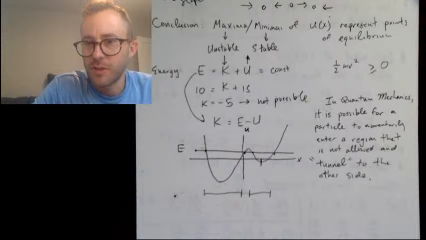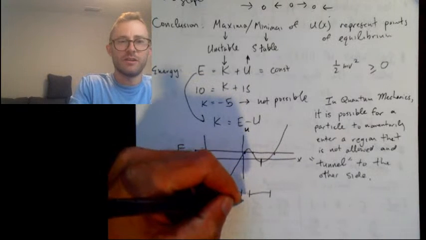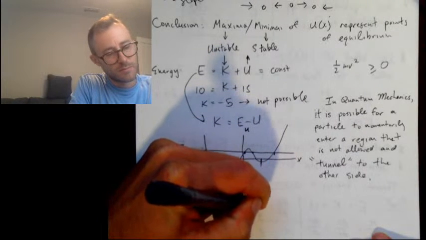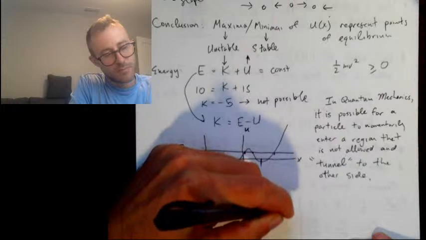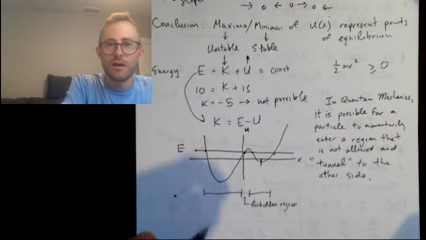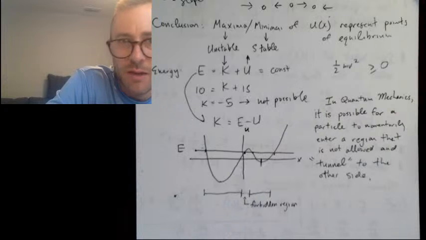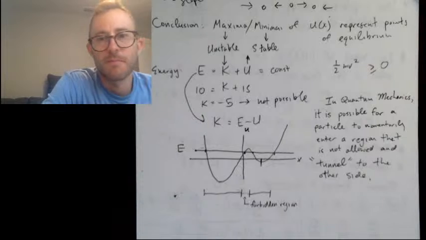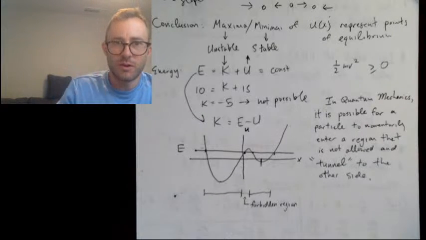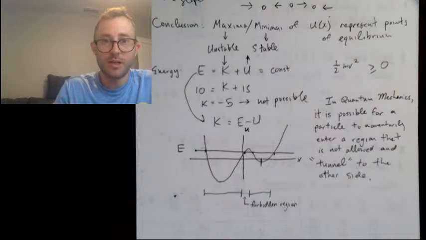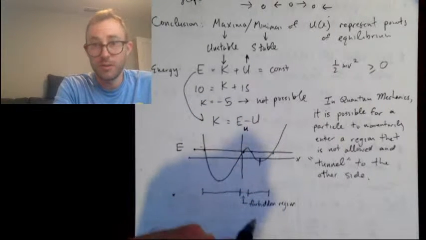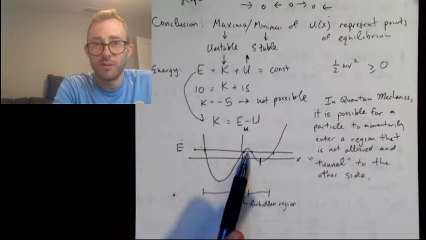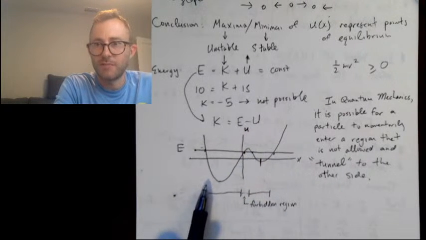Yeah, good question. So this region right here is called the forbidden region. And yeah, you can find it in the forbidden region. It's just not likely to find it in the forbidden region. But the point is that in classical mechanics, you would never find it in the forbidden region, but in quantum mechanics, you can. And so, because it can go into the forbidden region, it can actually get to the other side.